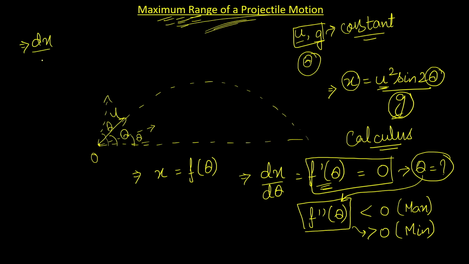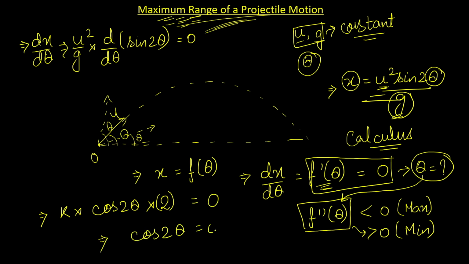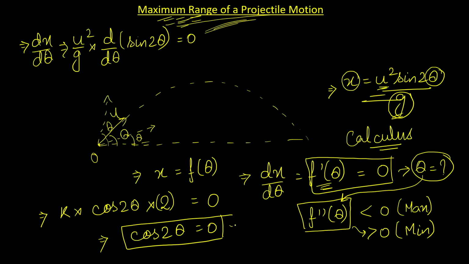Well, dx upon d theta from here is equal to u square upon g, because this is constant, multiplied by d of theta sine of 2 theta, and this must be equated to 0. So this is basically constant, so let us write this k multiplied by d of theta sine 2 theta, which will be cos 2 theta multiplied by 2, that must be equal to 0. So from here, cos 2 theta is equal to 0.